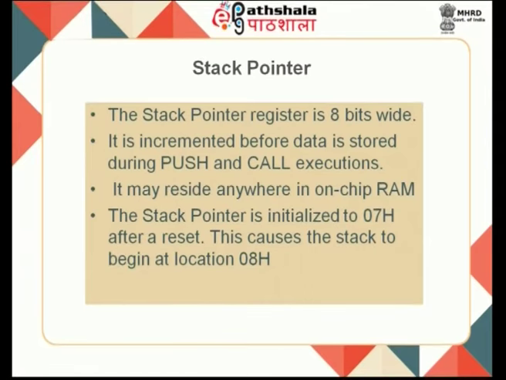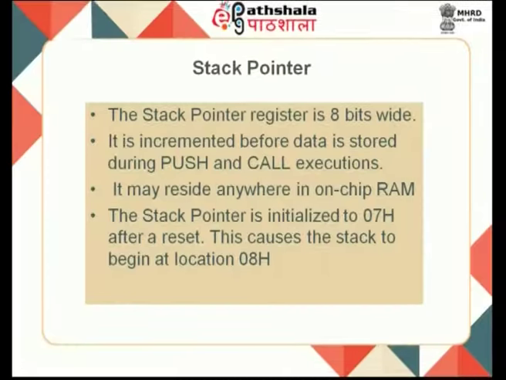And the next important thing is your stack pointer. As we know, stack operations are very important with processors, and here the stack pointer is there. It is just like a pointer which points to the address of the stack top. The stack pointer is 8 bits wide, and it is incremented before the data is stored during push and call executions. That means push and call are your stack operations.